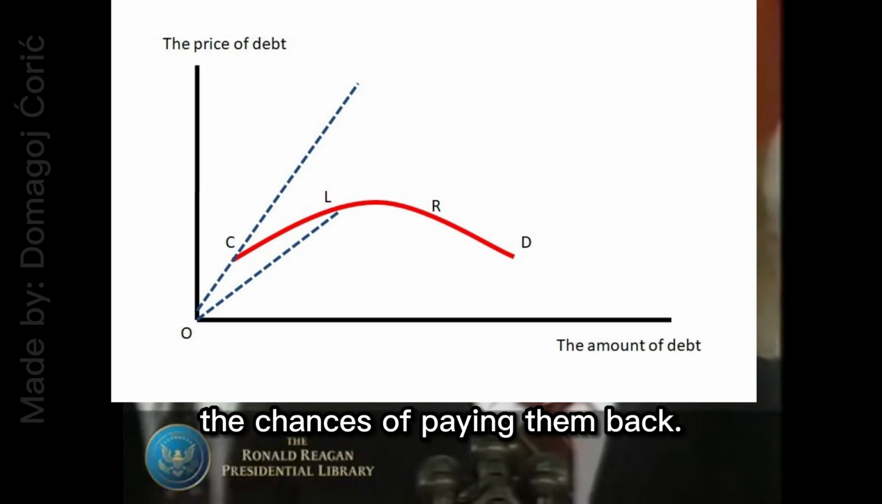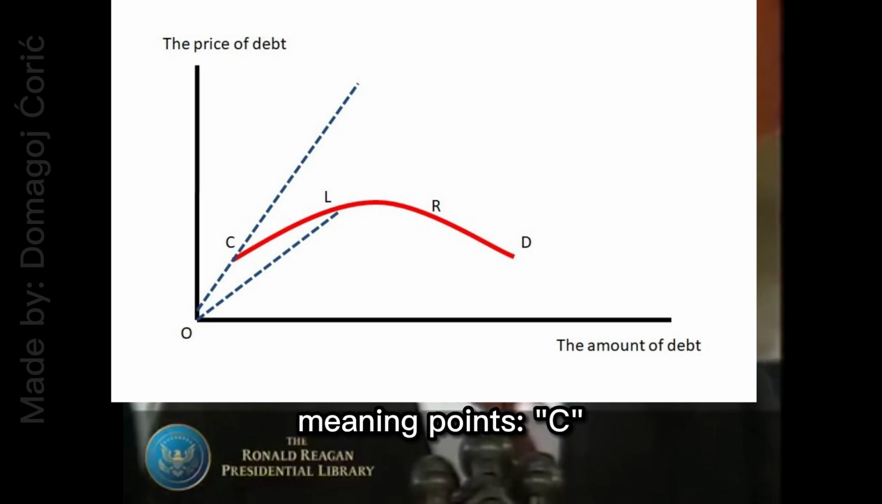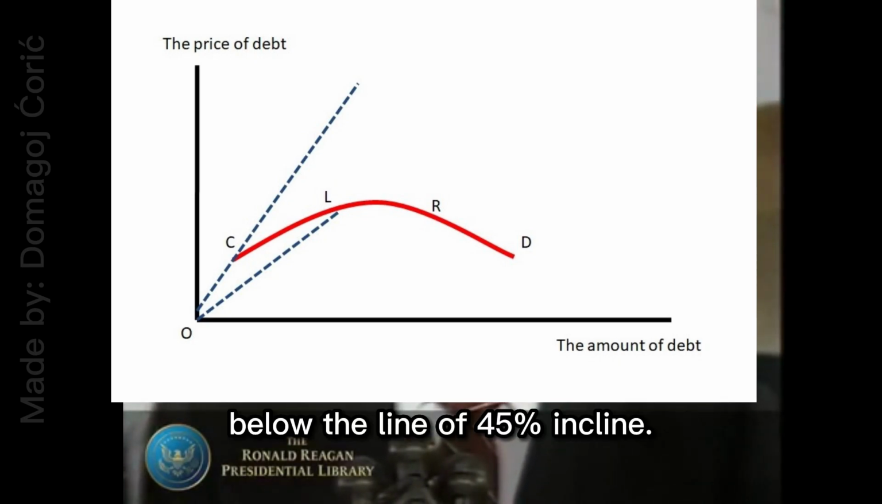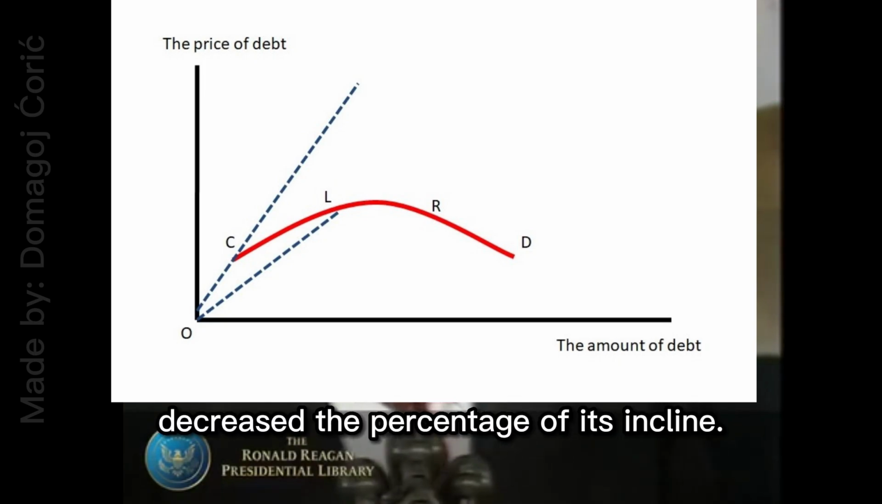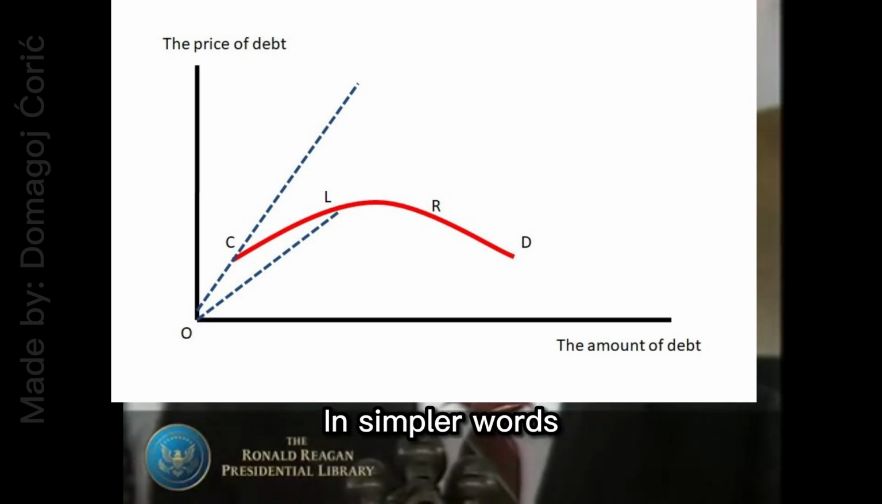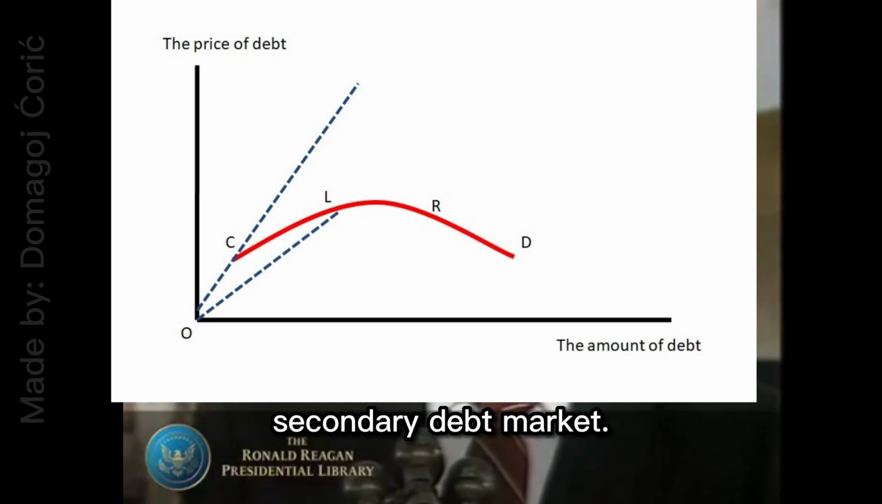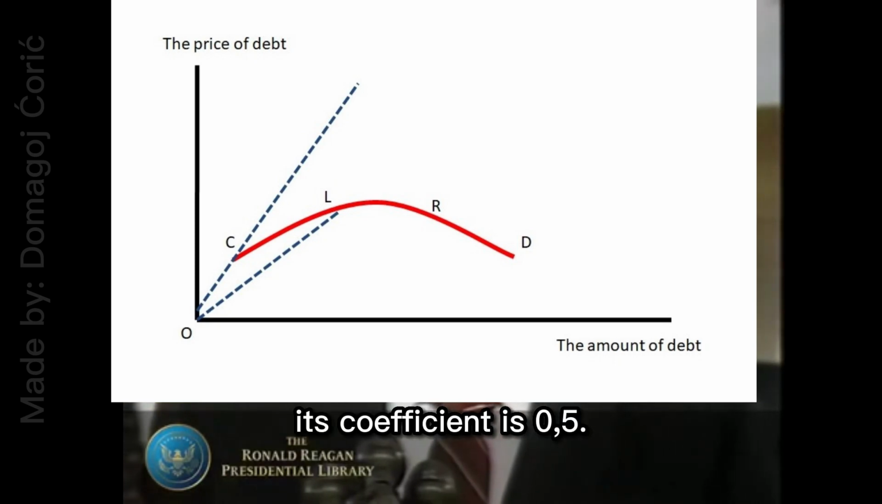The second part of the curve, starting from the point C and onwards, meaning points C, L, R and D, falls below the 45 degree line. When we look at the point L, we can see that the chances of paying back rise because the line decreased the percentage of its incline. In simpler words, the line from O to L shows the price on the secondary debt market. What that means is if you buy $1 of debt for 50 cents, its coefficient is 0.5.